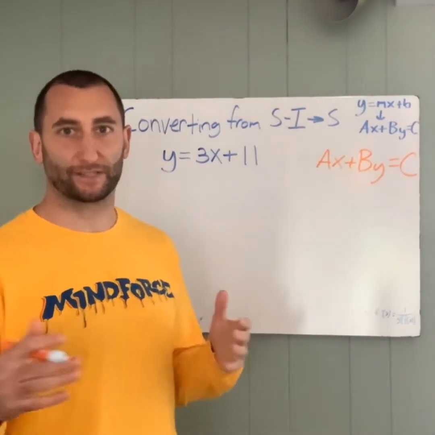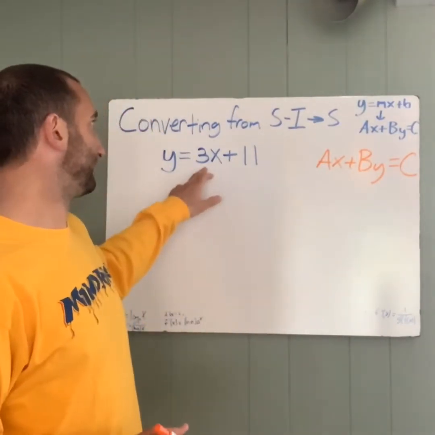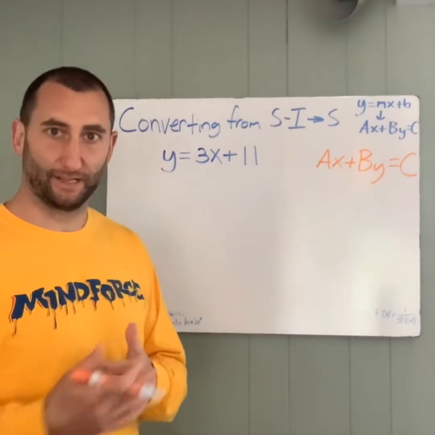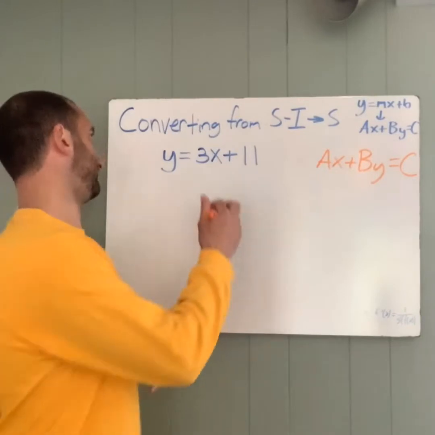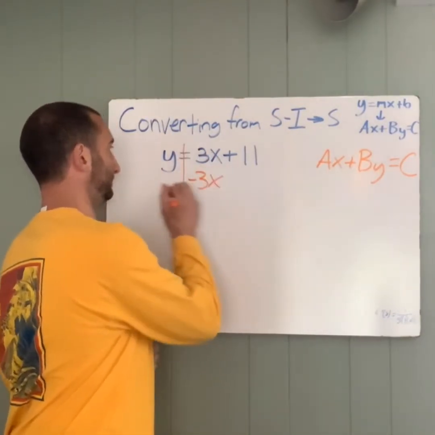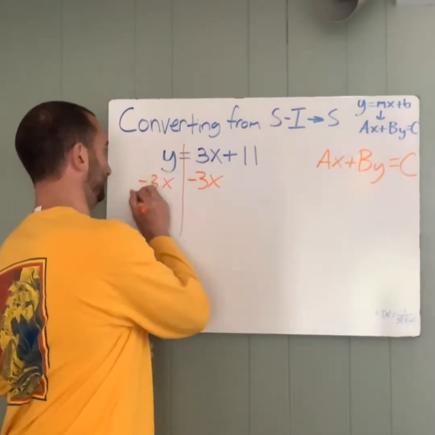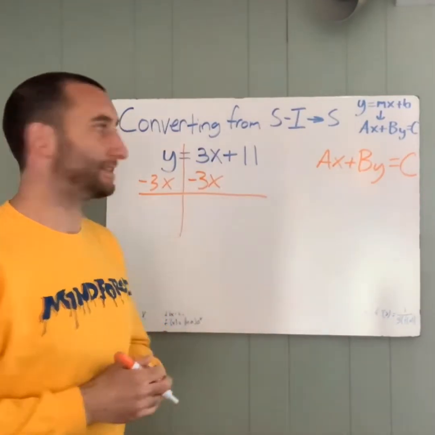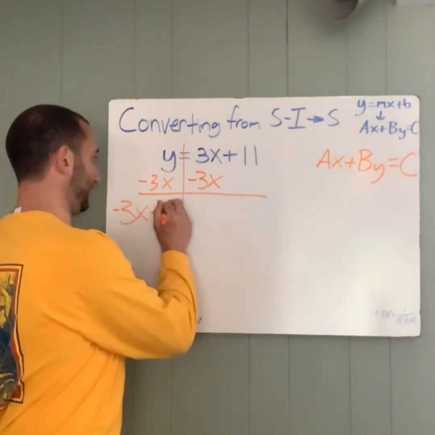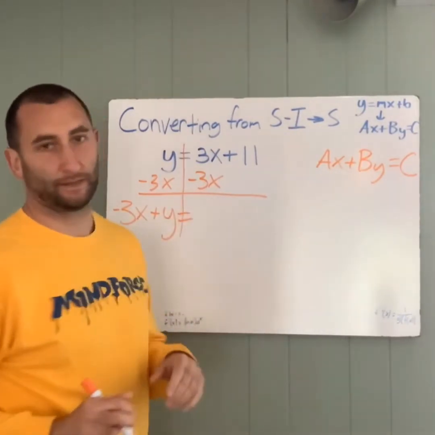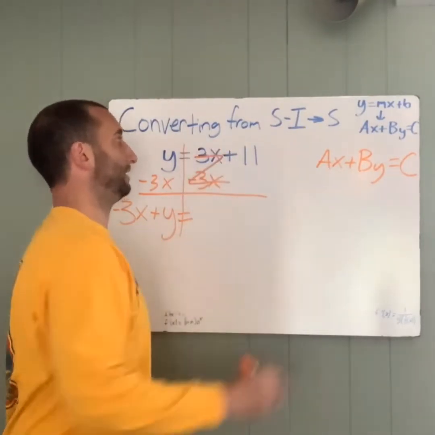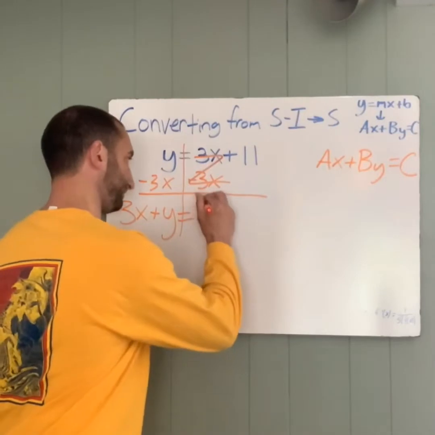You guessed it, inverse operations. This is a positive 3x, so it's basically being added. What's the opposite of a positive? A negative. So let's subtract 3x from both sides. What's that leave us on the left side? Negative 3x plus y equals, 3x minus 3x is 0. It disappears. That's the whole point of the inverse. And we just have a positive 11.